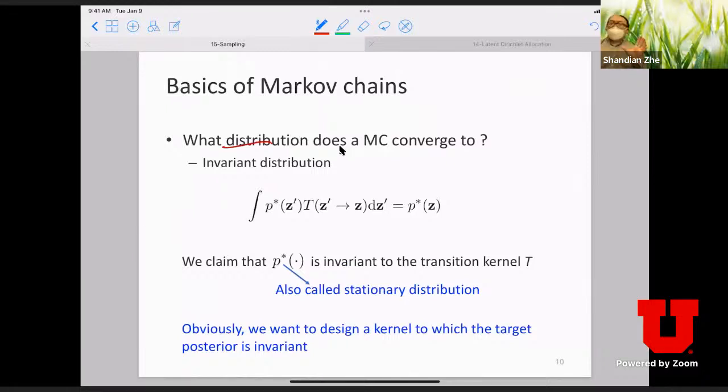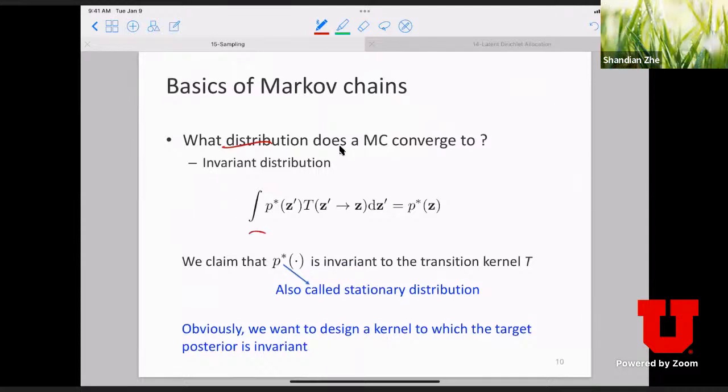What does it mean? It means that if my distribution of the state at the current step is here, and then after some transition I get the next state, that state is going to follow the same distribution. This is called an invariant distribution. And that distribution is where this MC converges to.